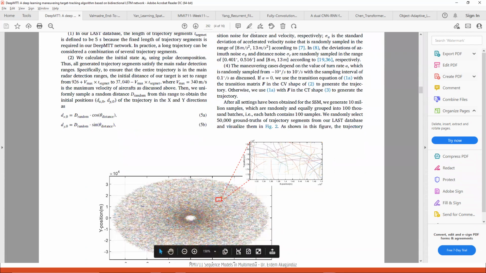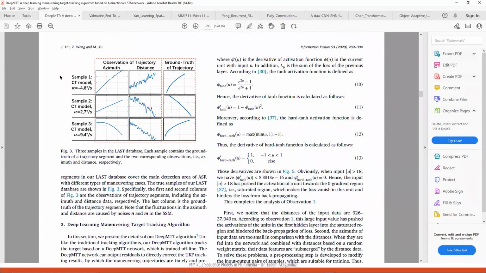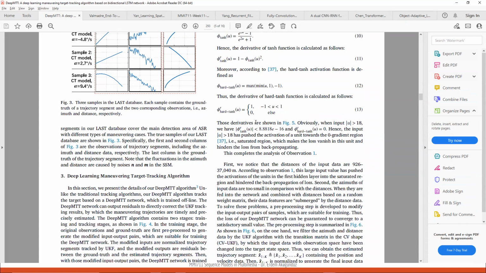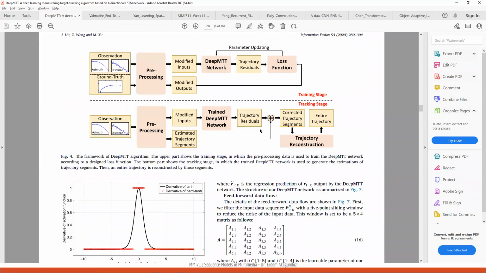Okay, this is for example a target XY position, and these are the candidates that I talked about. We try to find the actual targets out of these candidates. Not an easy job. So you see observation, distance, ground truth of the trajectory. By using the observation of the azimuth and the distance, we try to get a trajectory out of it. And in these pages, they talk about how that pre-processing is handled. We are not interested in them.